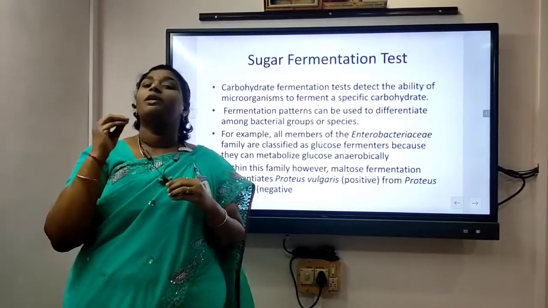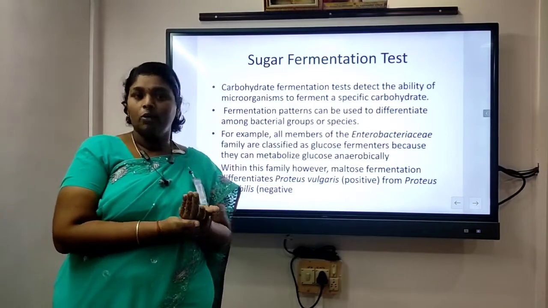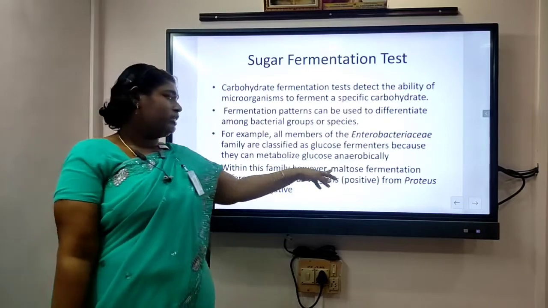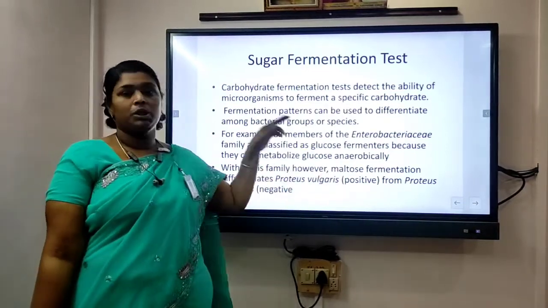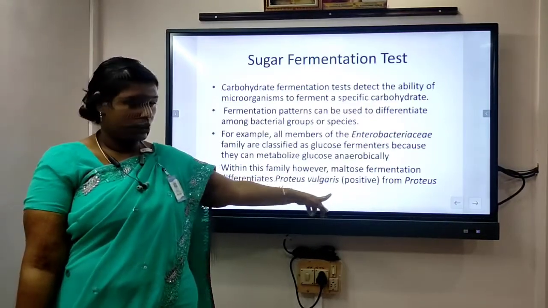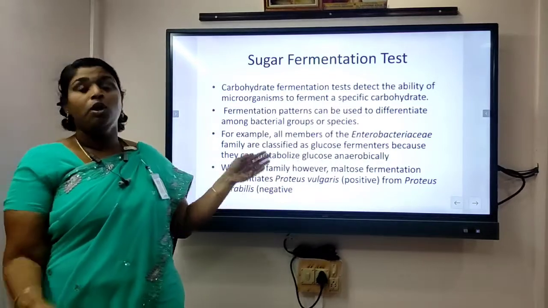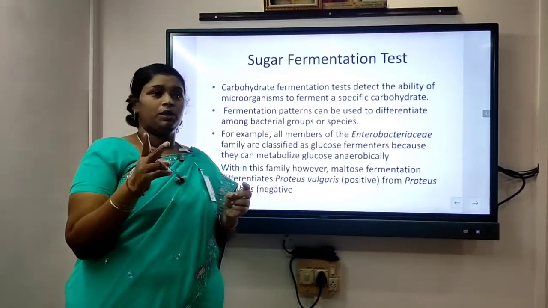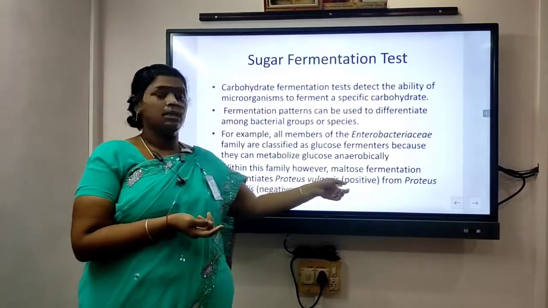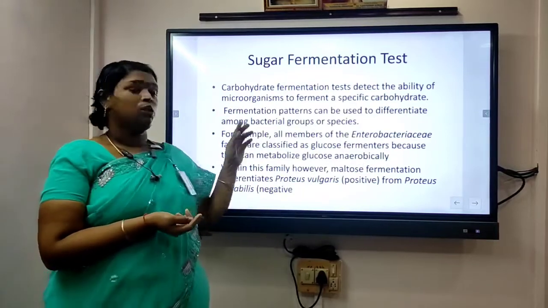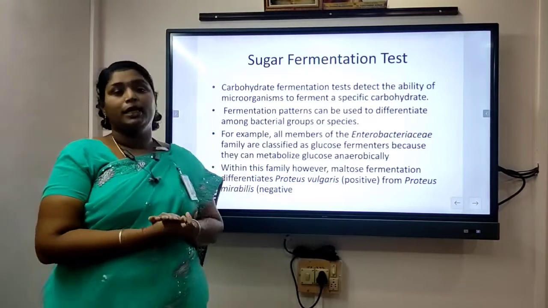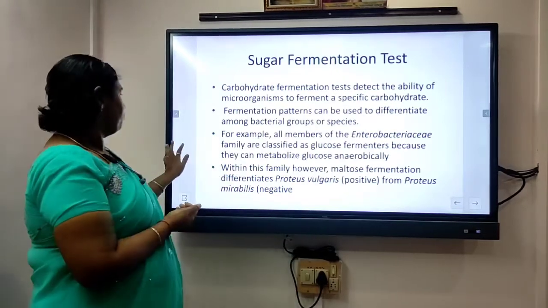So we need a pattern of sugar fermentation. Other than glucose, what are all the sugars they are able to ferment? That can be listed. Likewise, maltose fermentation is the best method by which we can differentiate the Proteus vulgaris species from Proteus mirabilis species. In the Proteus genus, two species can be differentiated using the sugar fermentation test: Proteus vulgaris as well as Proteus mirabilis. Proteus vulgaris is positive for maltose fermentation and Proteus mirabilis is negative for maltose fermentation.